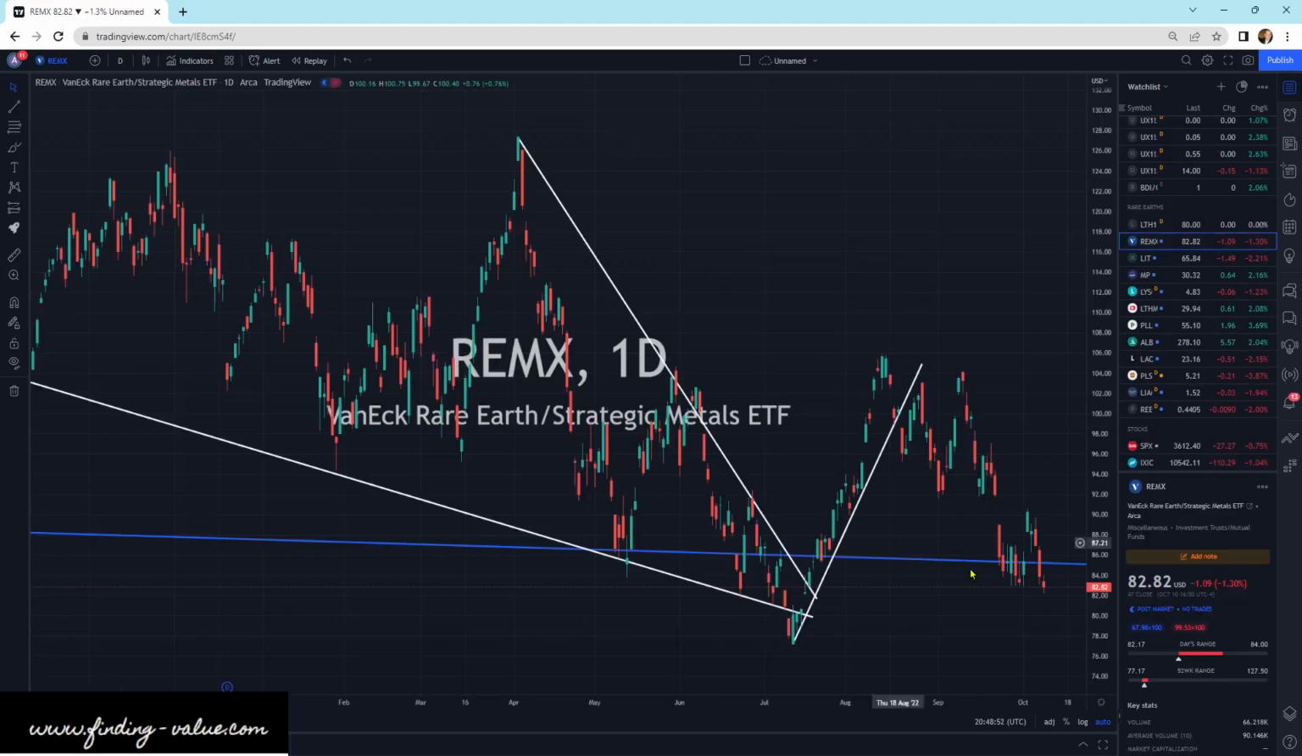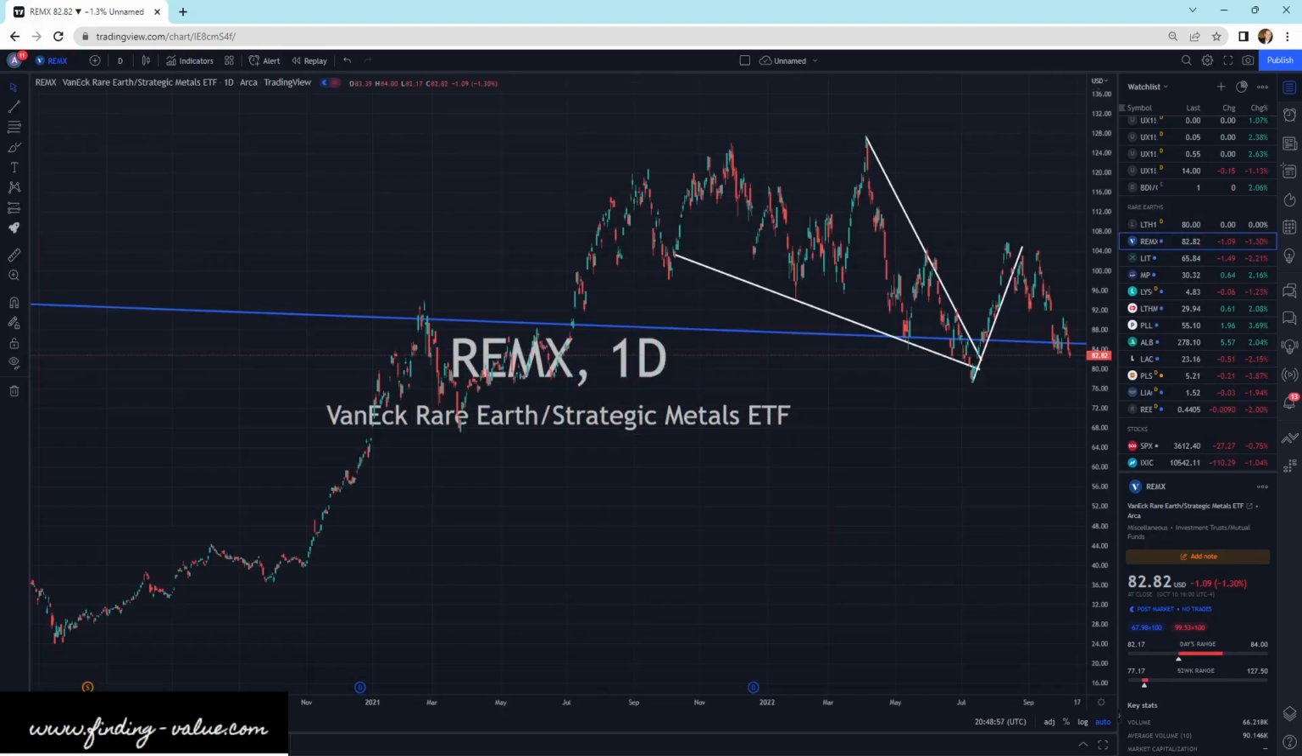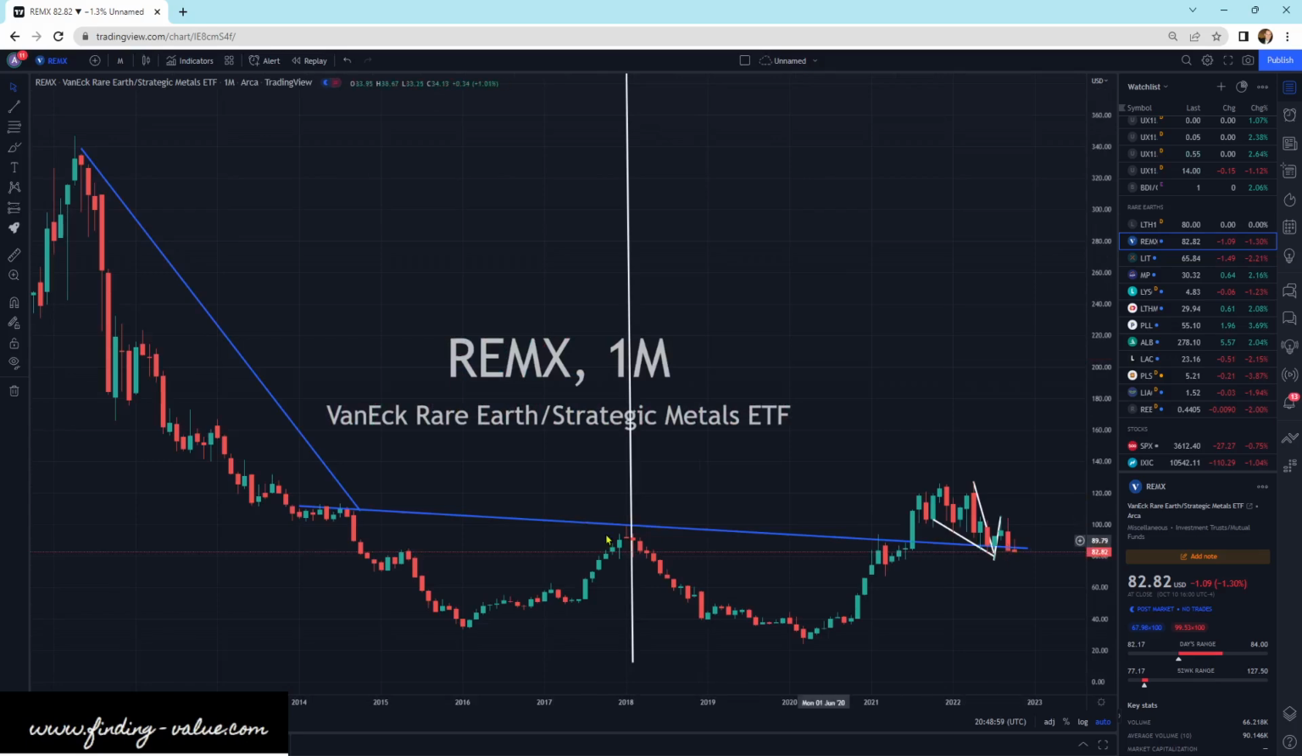We've got REMX trying to find a bottom somewhere in here. We do have support. Big picture view, though, we're right on that support level going across here. Then we've got support coming. See the red line? Support through here, support through here.